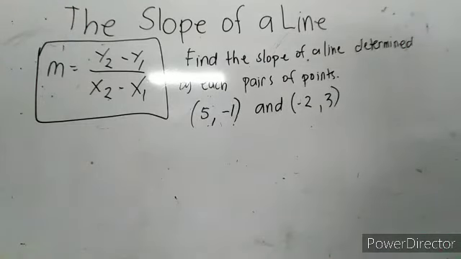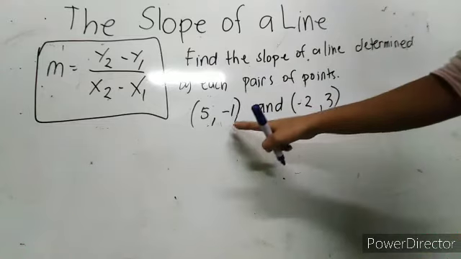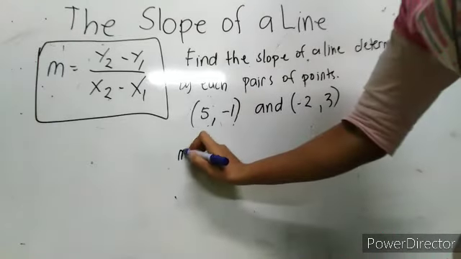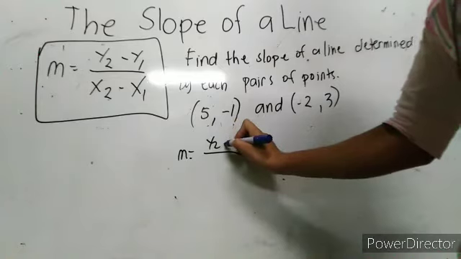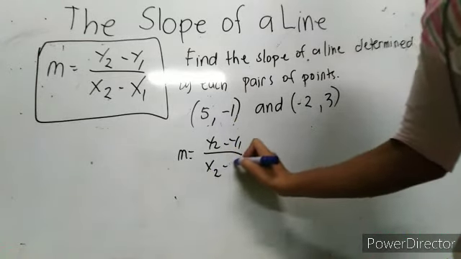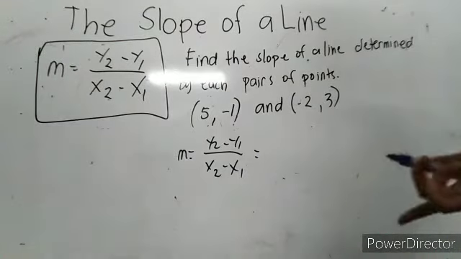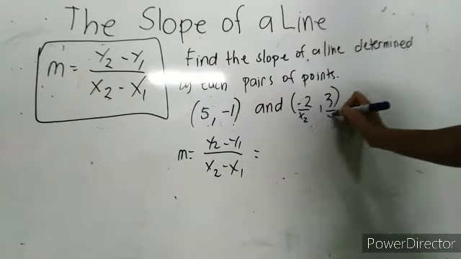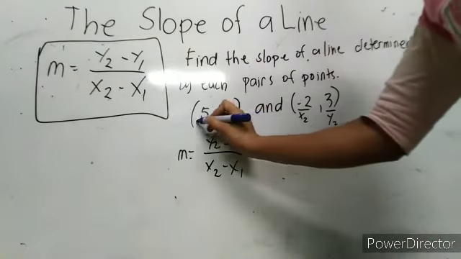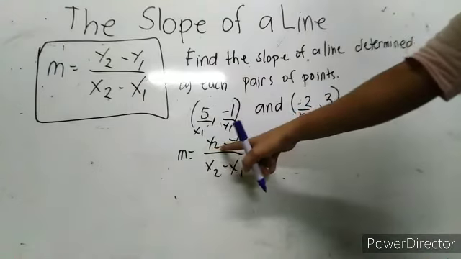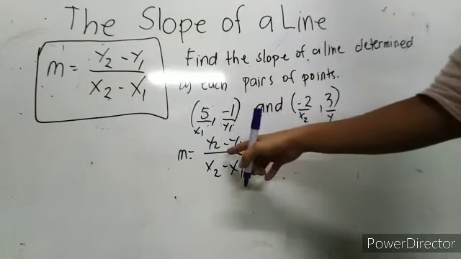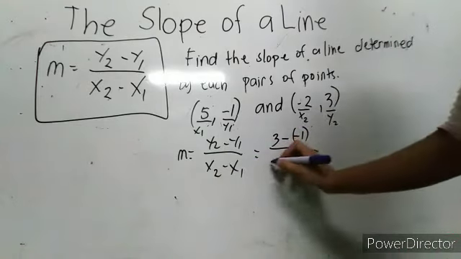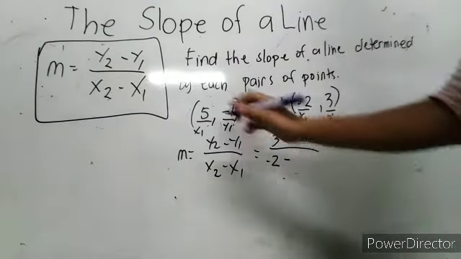Okay, how about these pairs of points? Okay, we have 5, negative 1 and negative 2, 3. So again, our slope is, what's the formula? Diba y sub 2 minus y sub 1 over x sub 2 minus x sub 1. Diba? So atuan na siyang i-substitute. This is our y sub 2, no? Then this is our y sub 1, and this is our x sub 1. So our y sub 2 is 3 minus our y sub 1 is negative 1 over x sub 2 is negative 2 minus the x sub 1 is 5.